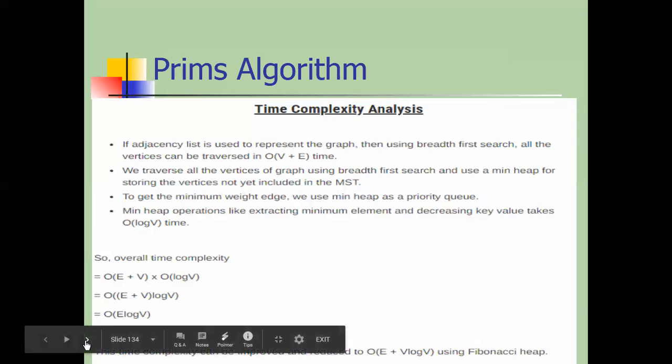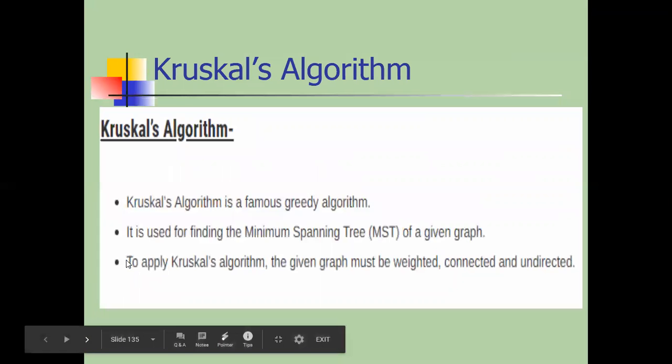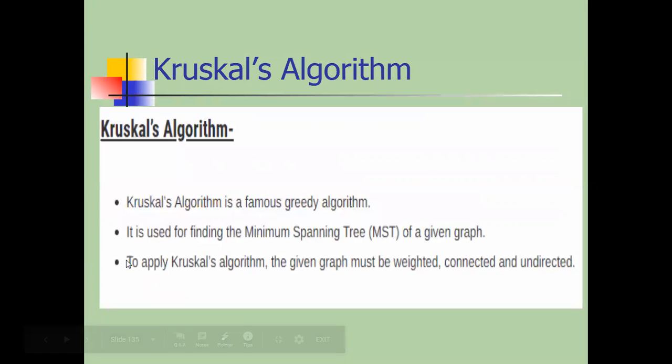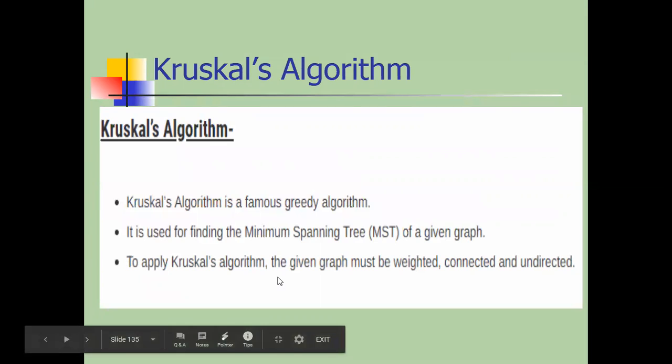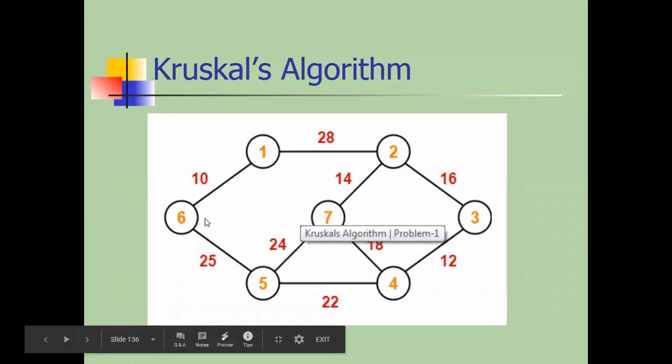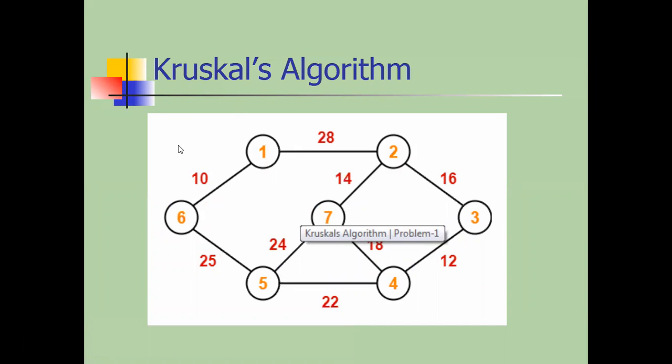Okay, so now we'll focus on the next part, that is Kruskal's algorithm. How are we going to implement Kruskal's algorithm? Again, it is a greedy algorithm concept. It is also used for finding the minimum spanning tree of a given graph, and to apply Kruskal's algorithm the given graph must be weighted, connected and undirected. Okay, so these are the terms and conditions while implementing Kruskal's algorithm for a given graph. Again, we take the same example that we gave previously for Prim's.